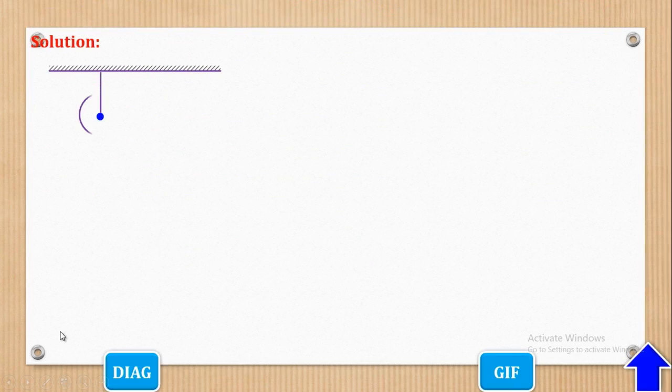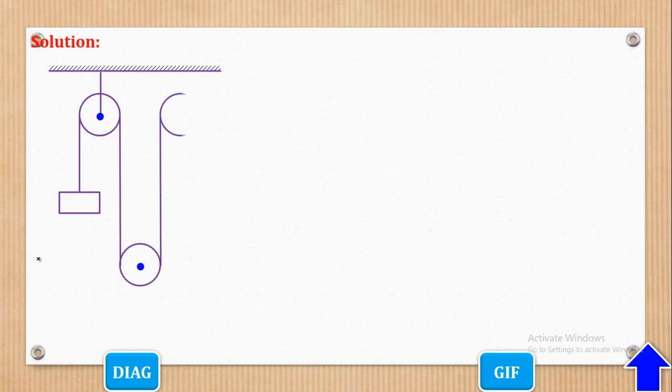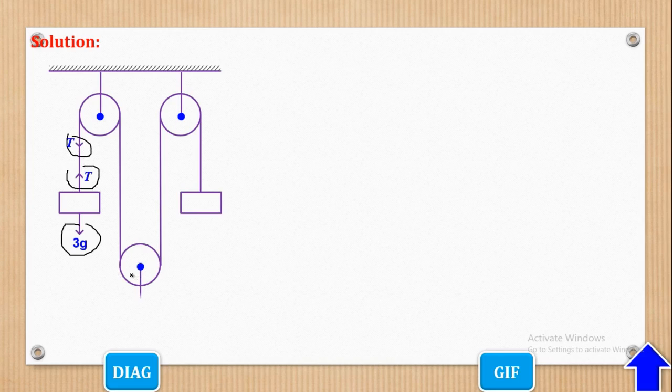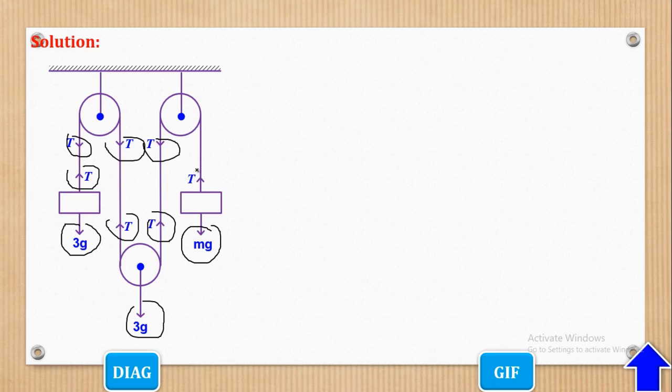So we have to first show the forces acting, so let's first redraw the given diagram. Then we shall now put the forces acting. We shall begin with the weight, 3g here. Here it will be upwards tension, downwards tension. Here it will be 3g downwards, here upwards tension, and tension here downwards. Here it will be mg, so let m be the mass. Here tension will be upwards, and here tension will be downwards.